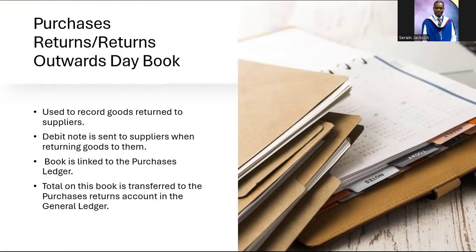Now, when you're sending back your goods to the suppliers, you have to send back what is called a debit note to your supplier. The debit note will inform them of the amount of goods and maybe the reason why you're sending back the goods. The book is linked to the purchases ledger because we're talking about our suppliers, or our creditors, and the purchases ledger is where you'll find their accounts. The total on this book is transferred to the purchases returns account in the general ledger. So you need to remember these 4 points and you're good.